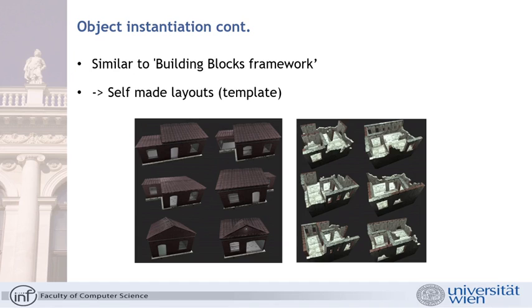Then we also had the problem that our building assets were a little bit limited, so we decided to use modular assets and combine them with our own scripts in order to procedurally generate different buildings as well. For this step, we used a similar approach to something called the building blocks framework. So the script would use a previously self-made layout, or better called a template, for the floor, walls, ceiling, and roof, and instantiate random corresponding components at the appropriate positions.